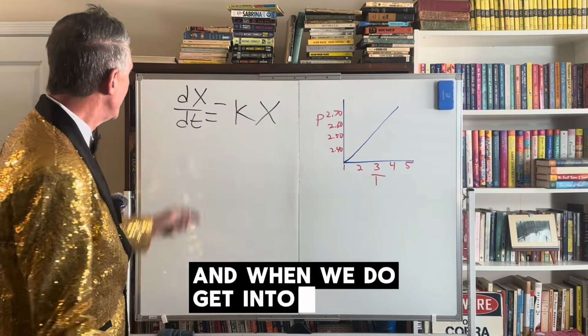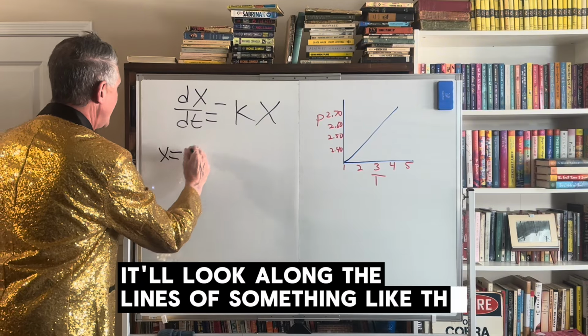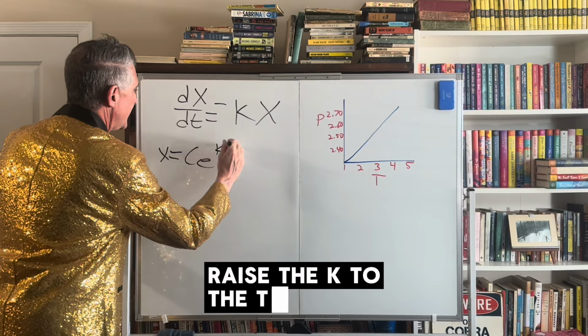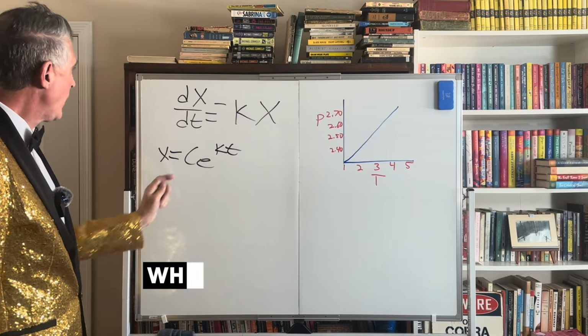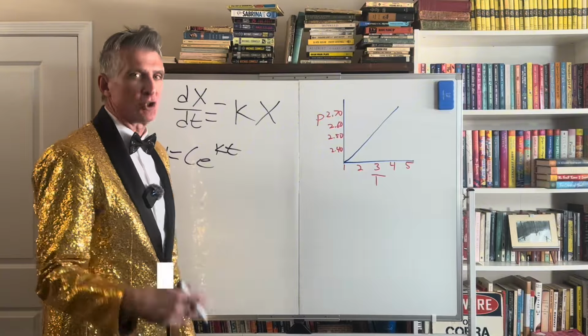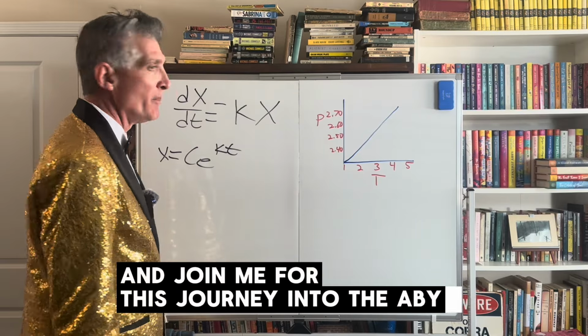And when we do get into this, I'll even show you why this side is equal to this. It'll look along the lines of something like this: e raised to the k t, okay? We won't be getting into this today, though. I just wanted to demonstrate what kind of problems we will be getting into should you decide to stick around and join me for this journey into the abyss, okay?